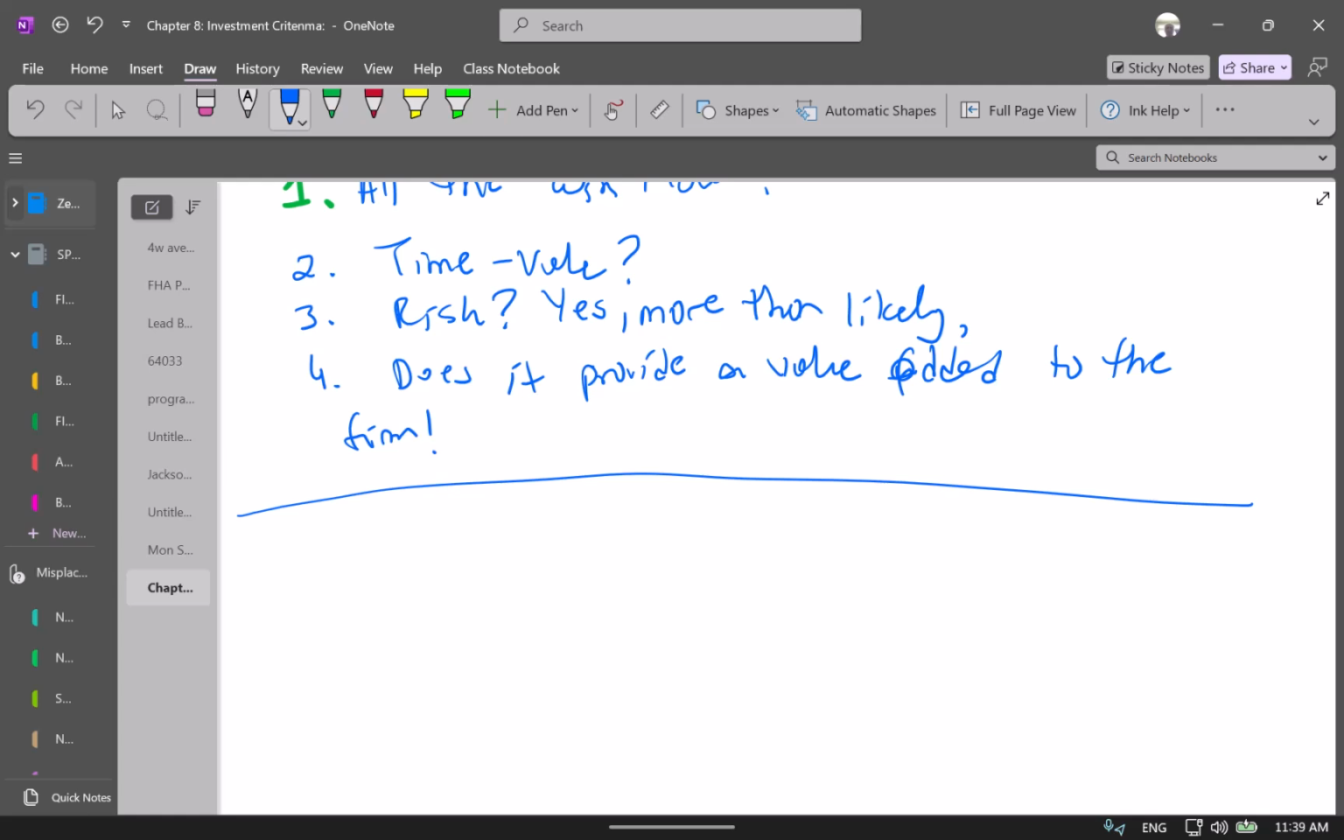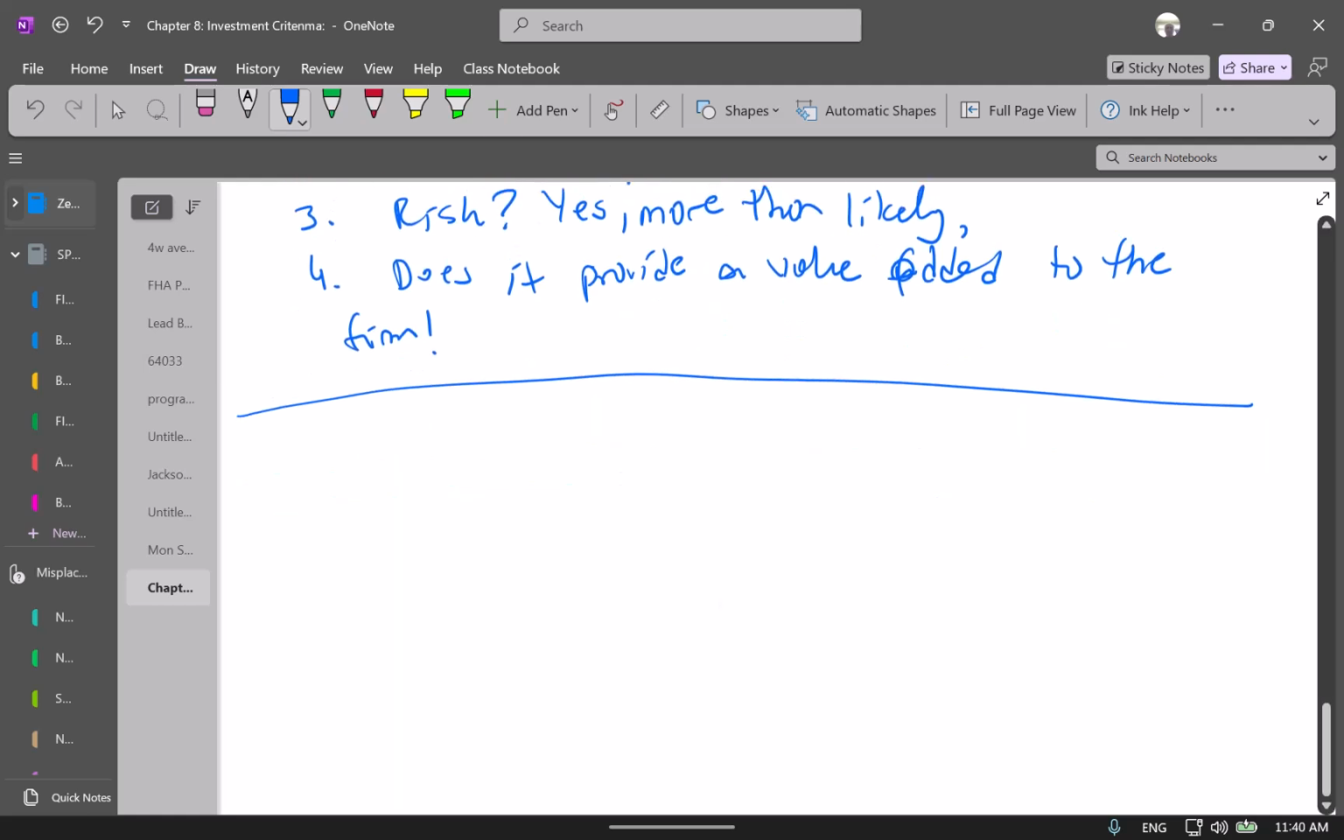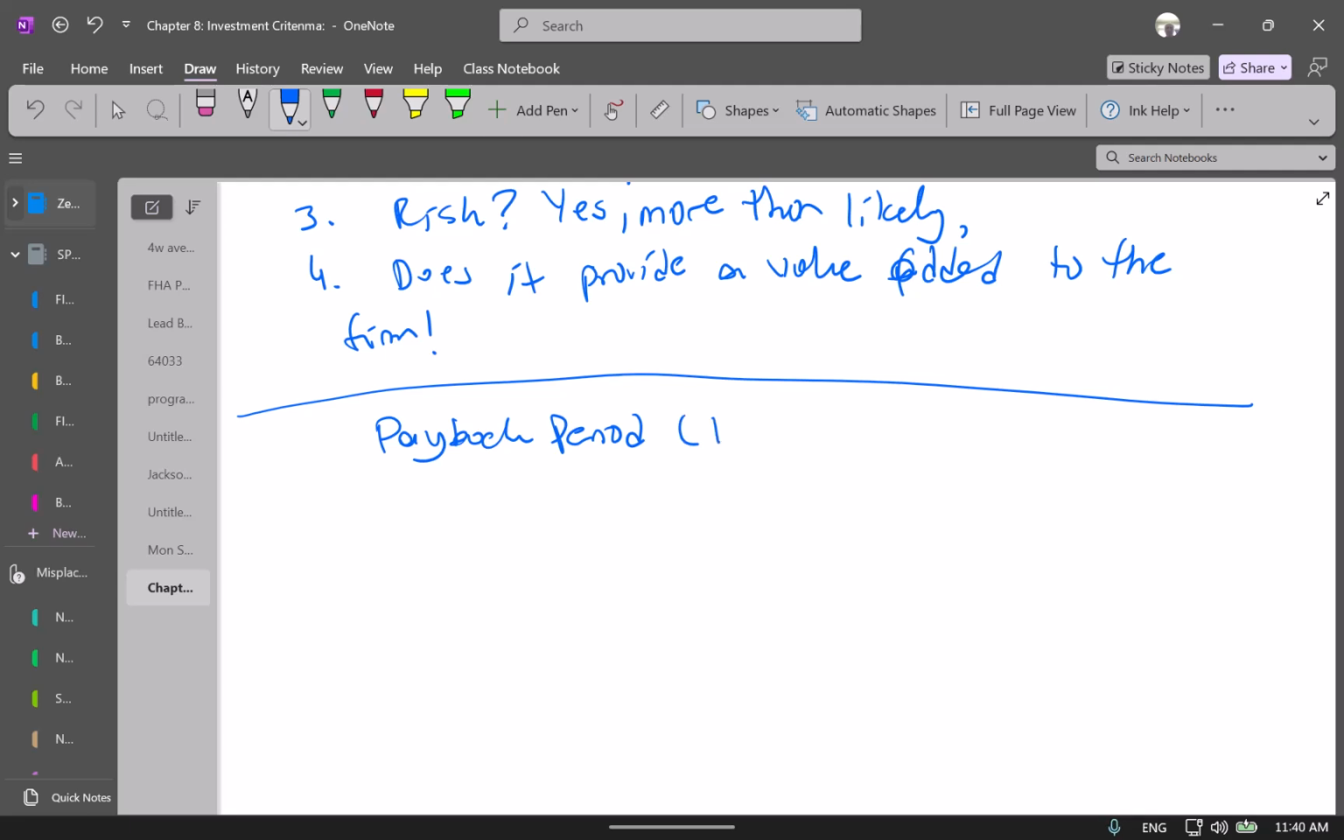Some people are interested in, yes, we're going to invest all of this, but how fast are we getting our money back? That's another issue people ask. Or how much money do we make per dollar invested? That sort of stuff. Even though I'm going to cover them a little bit later, some of the additional criteria we're going to use, one of them is called payback period. How fast do we get our money back?